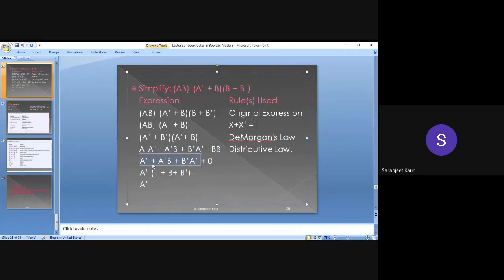I can see A dash common here. So I've taken A dash common. What I'm left with is 1 or B dash. Yes or no? Yes, ma'am. And anything ORed with a 1 is 1. So what I'm left with is A dash. Okay, is this clear to everybody? Yes, ma'am.